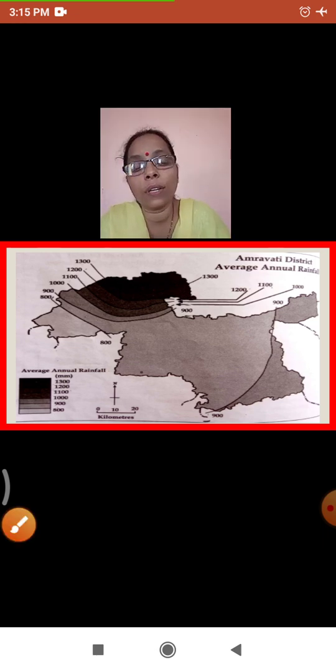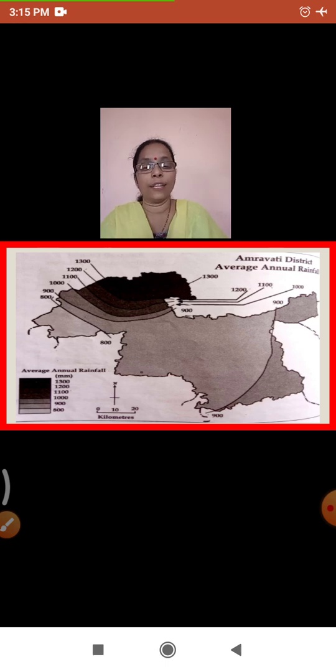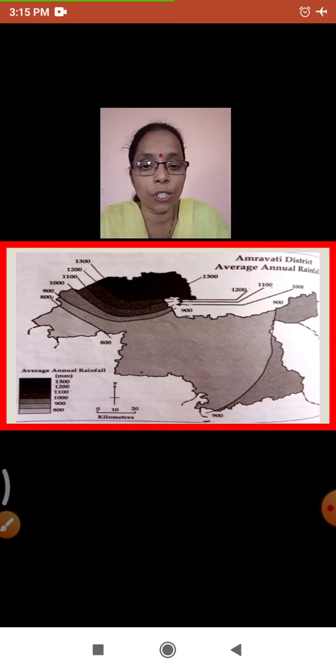Now just have a look at the map and we will try to answer some questions. Now first question, where do you find the rainfall, in which part is it increasing more? So in which part of the district? Now this is a map of Amravati district. So which part is showing us more rainfall?